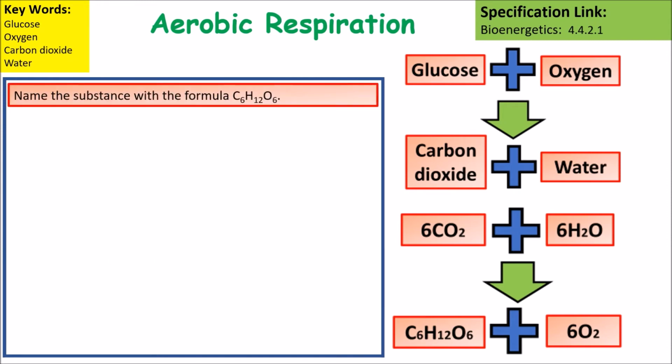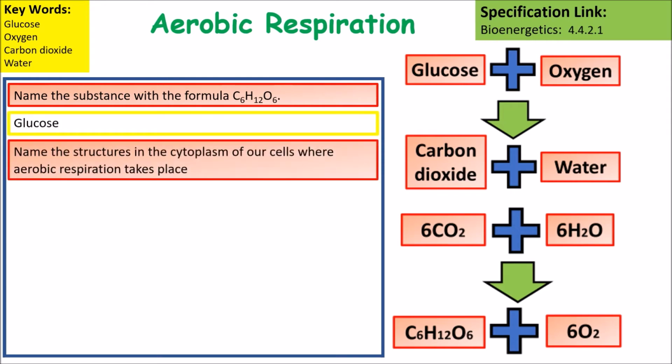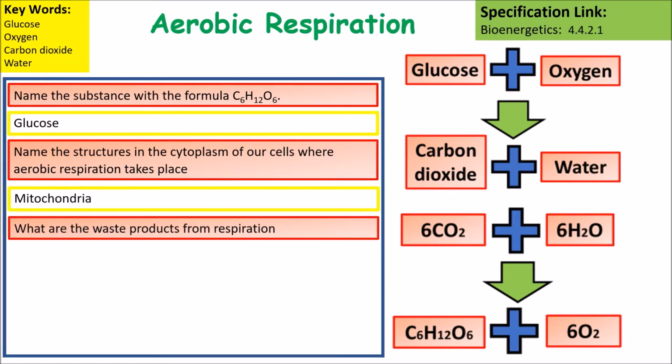So the substance with chemical formula C6H12O6 is glucose. If we're looking at naming the structures in the cytoplasm where cells carry out respiration, it's the mitochondria. If we're looking at what the waste products from respiration are, it's carbon dioxide and water.